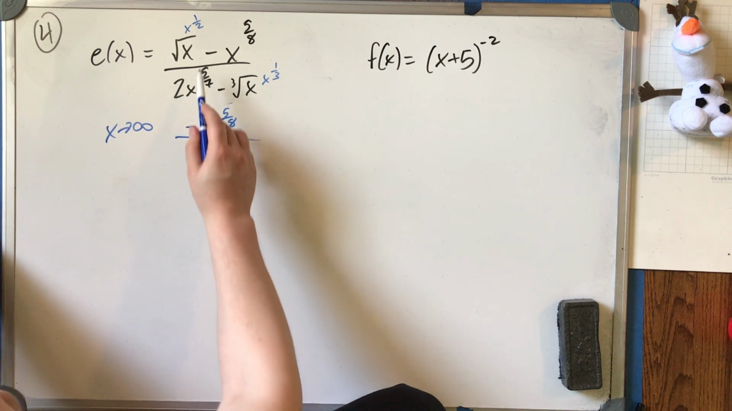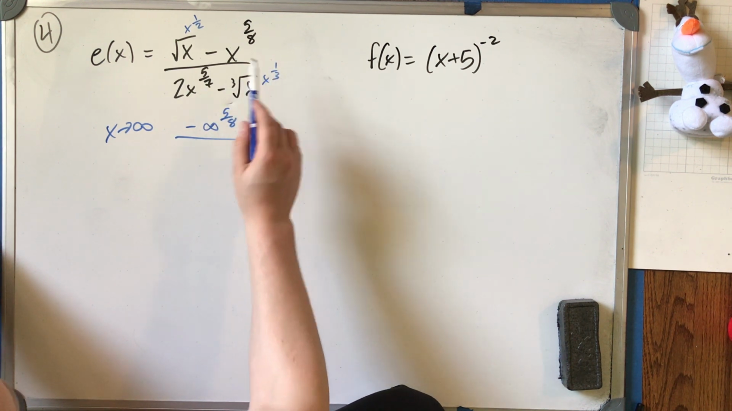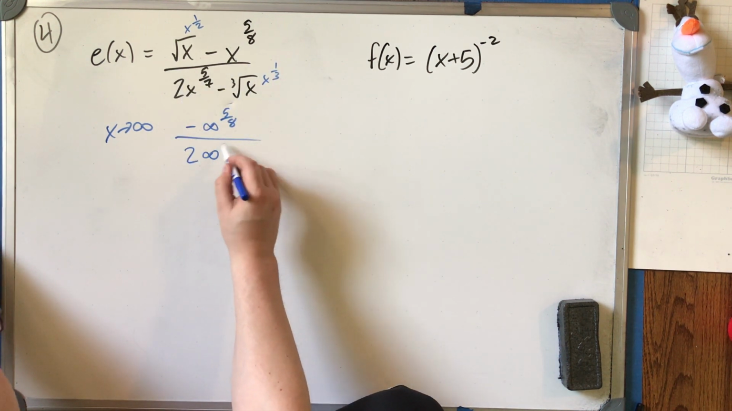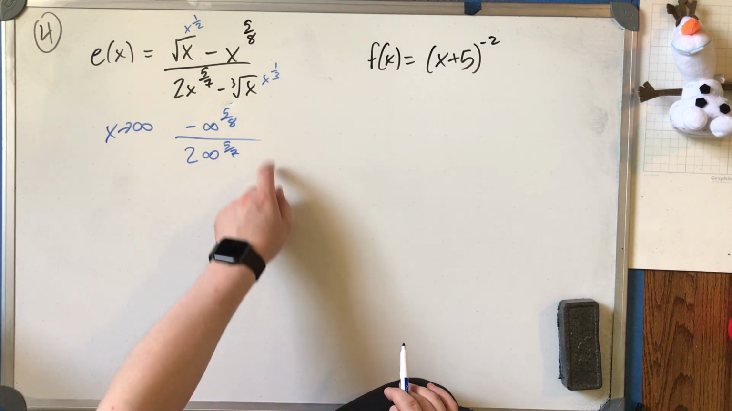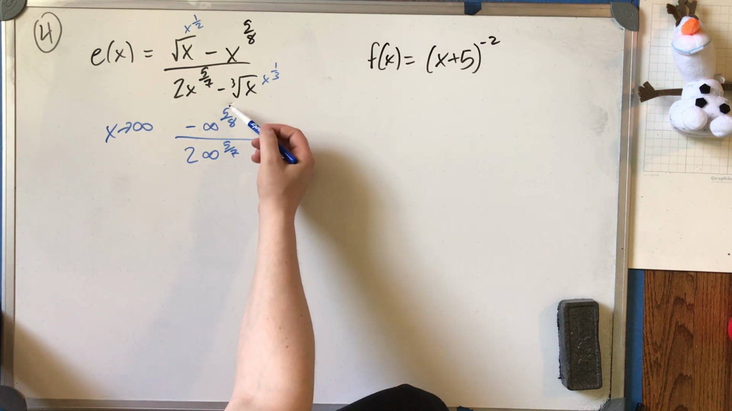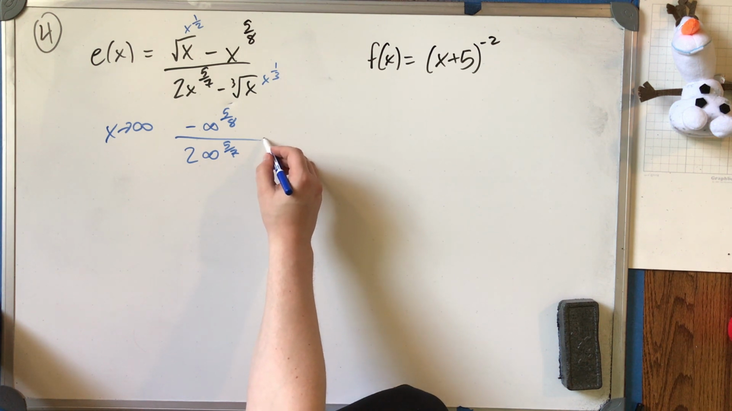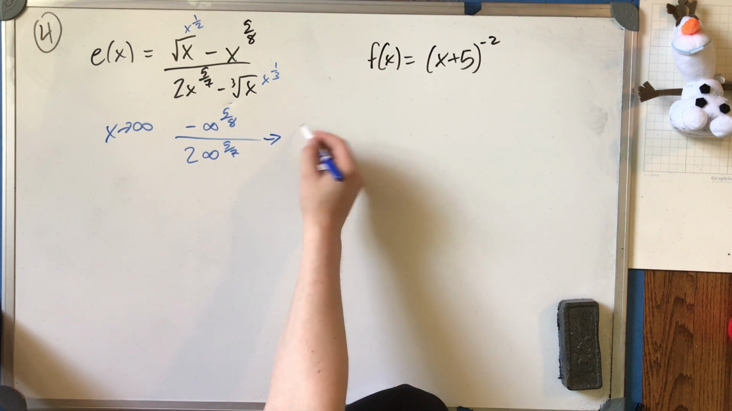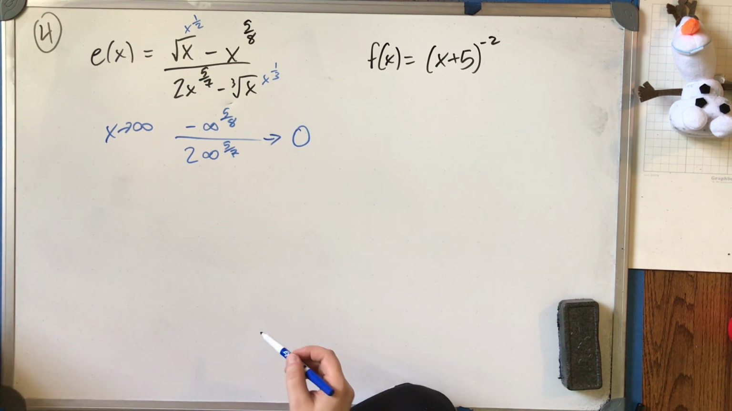On the bottom, same idea. I have 2 times infinity to the 5/7 minus an infinity to the 1/3. So I'm going to focus just on the 5/7 because it's the larger one. Now I need to figure out which one of these is larger. 5 pieces of 7 will always be bigger than 5 pieces of 8. So this is going to be larger in the denominator. So if I have a small number on top, large number on bottom, this is approaching 0.